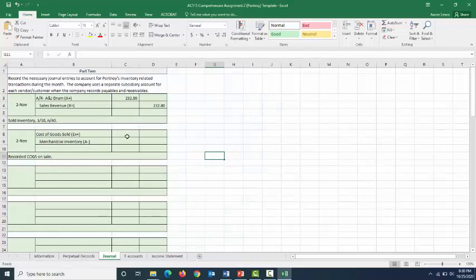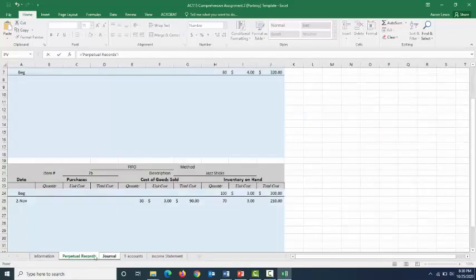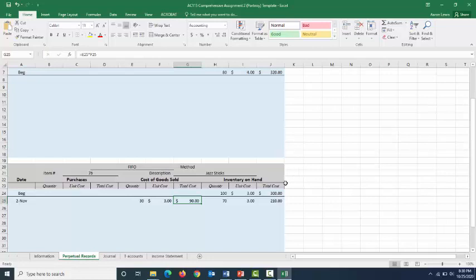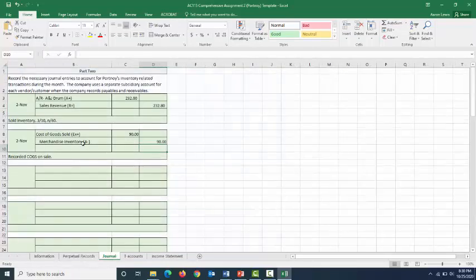So if we go back to our journal, we're going to record our cost of goods sold by hitting equals, going back to our perpetual inventory record, and taking the total cost of that transaction, which was 90. It's also the amount that our inventory went down by, and we can see that here. Did it decrease by $90? It sure did. It went from 300 down to 210. So that is both of the entries to record our sale.